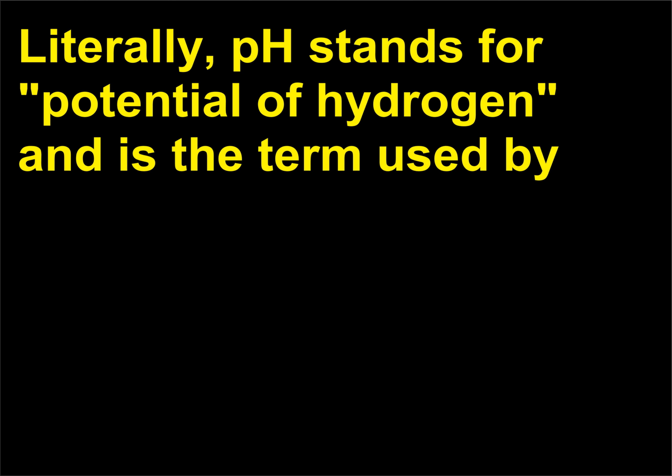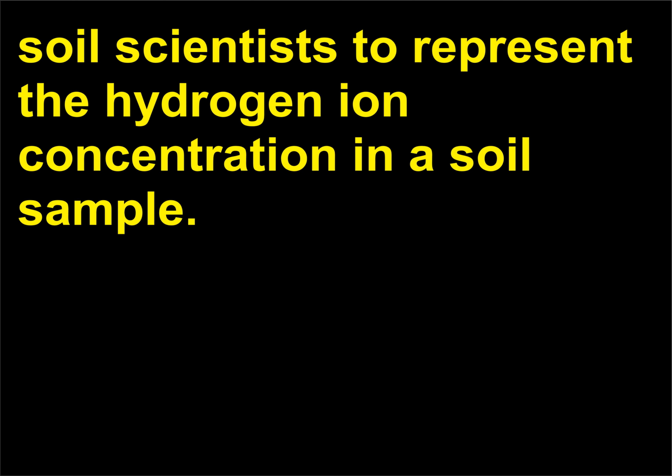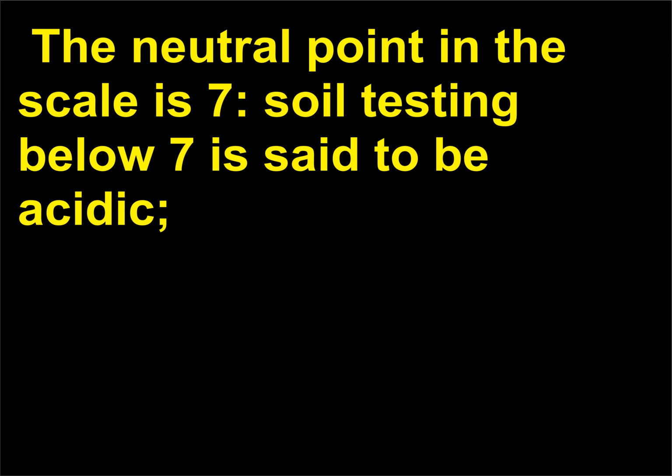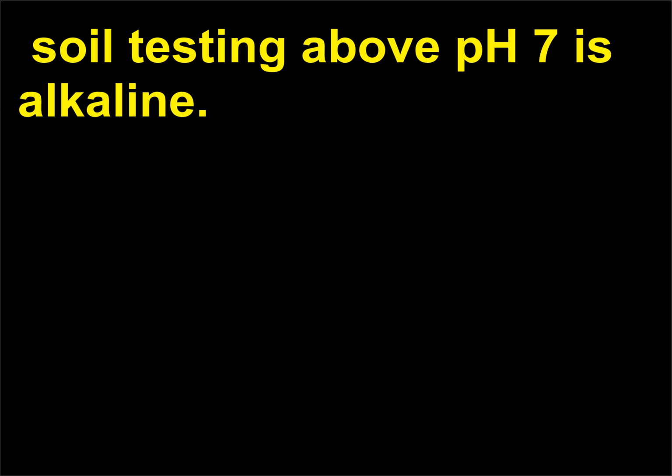Literally, pH stands for potential of hydrogen and is the term used by soil scientists to represent the hydrogen ion concentration in a soil sample. The relative alkalinity or acidity is commonly expressed in terms of the symbol pH. The neutral point in the scale is 7. Soil testing below 7 is said to be acidic. Soil testing above pH 7 is alkaline.